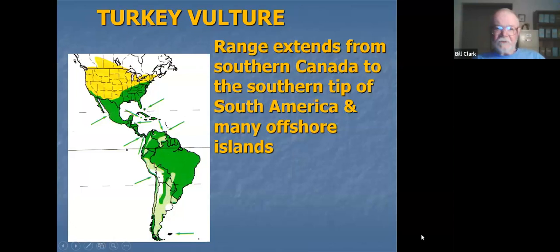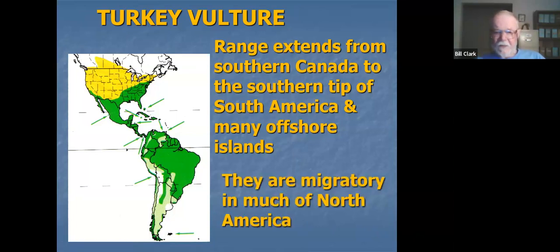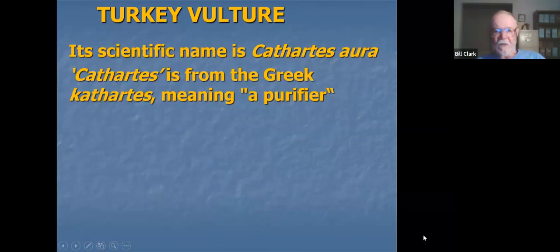The turkey vulture ranges from southern Canada to the southern tip of South America. So it's not only in North America, it's in Central and South America. And it's on many offshore islands. They migrate in much of North America. And on the range map, you can see at the top, it's all this yellow area. It's just where they breed in the summer, but they leave in the winter and migrate, in our case, southward.